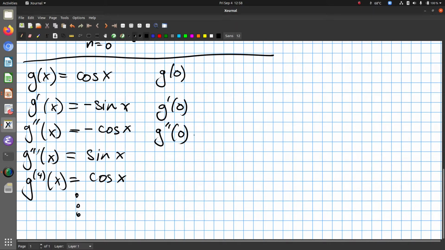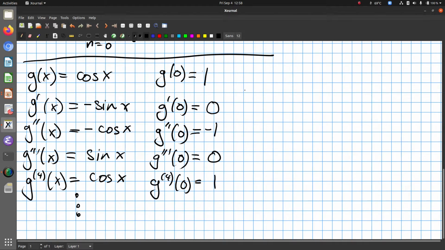We'll find the Maclaurin series, or the Taylor series, centered at 0 for cosine of x. Okay, well, cosine of 0 is 1. Sine of 0 is 0. Cosine of 0 is 1, so that's a negative 1. Sine of 0, still 0. And cosine of 0 is back to 1. So this means, again, I'm telling you that cosine is analytic. That requires proof. But since it is, this is what it looks like.